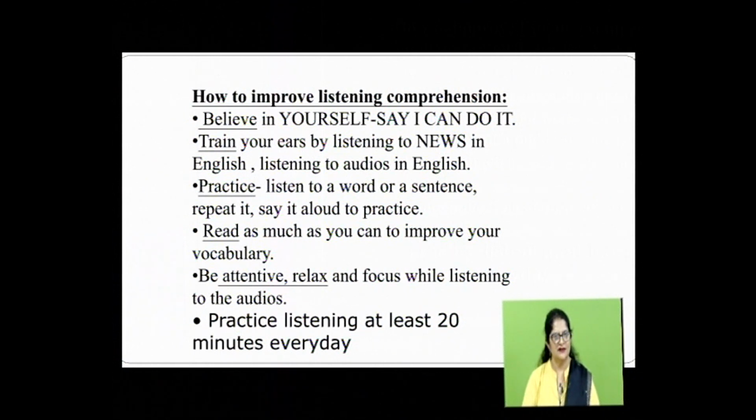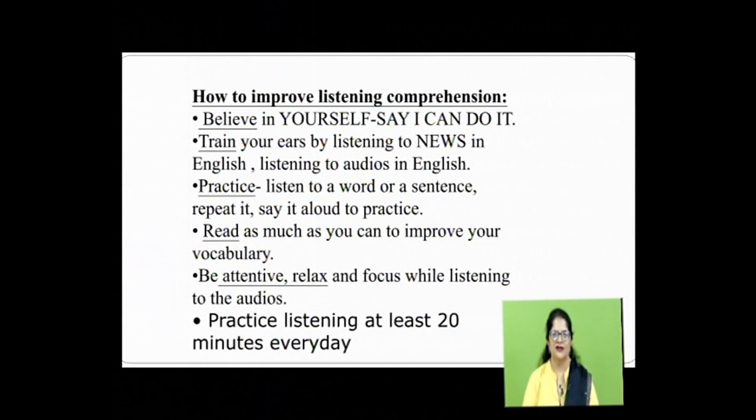Listen to a word or a sentence and then repeat it. Try to record your voice also, and then listen to your own voice. That will be very interesting. Say it aloud and practice. Any new word when you come across, practice speaking it. That will improve your listening as well as your speaking.